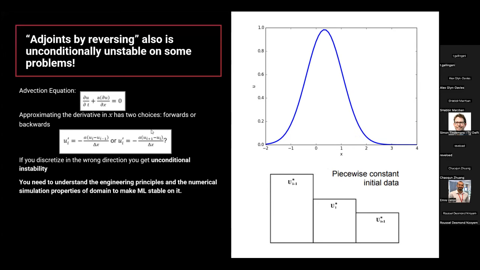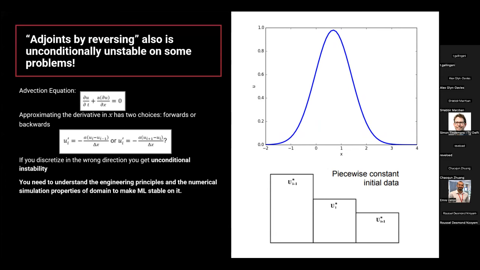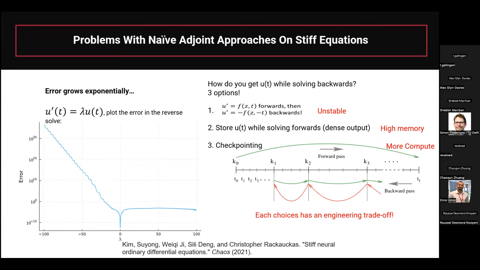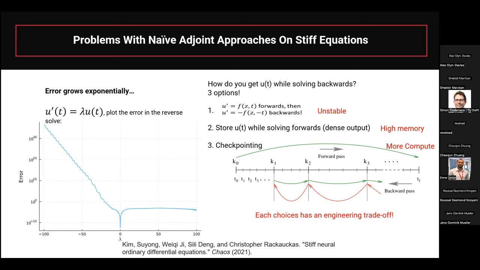And these are the types of things that a numerical analyst is really interested in, right? When can you write down things that are mathematically reasonable but give you completely incorrect results? And you can actually generalize this a bit more. If you're curious, check out this paper called Stiff Neural Ordinary Differential Equations. It's not just a property of advection equations. Any equation that has a sufficiently large Lipschitz constant actually loses this reversibility.